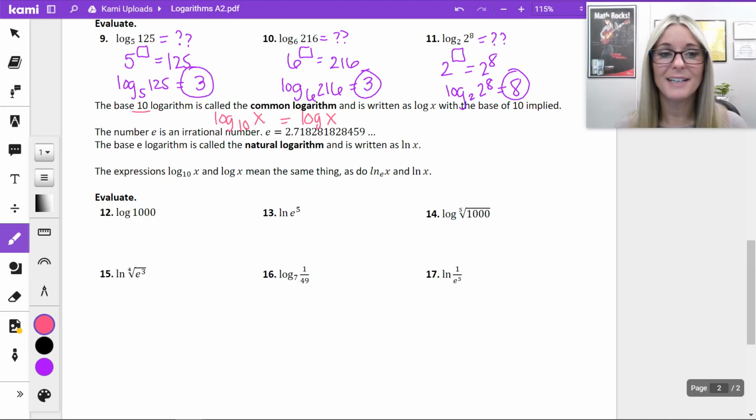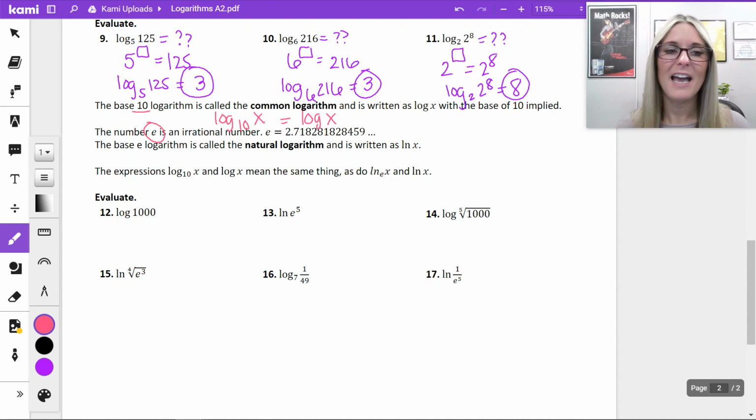Also, the number e is an irrational number, just like pi. The first time you were ever introduced to pi, pi is a number, right? Same thing here. e is also a number. It's an irrational number equal to 2.71828182845. Yes, you get the point.